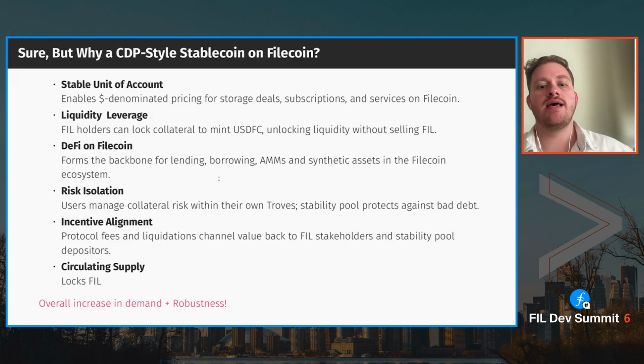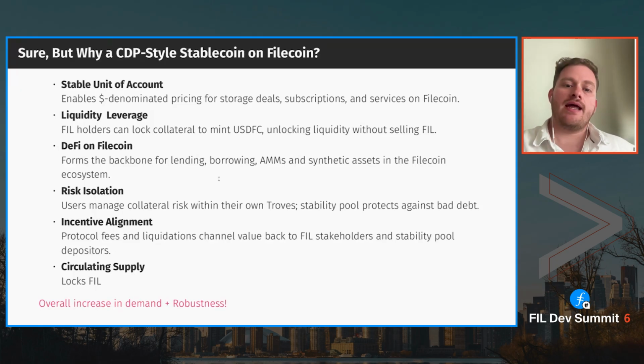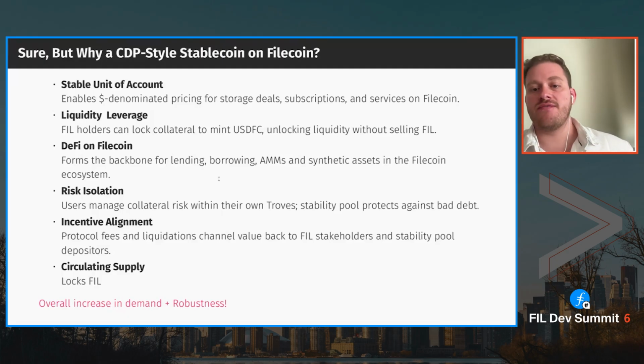Furthermore, as we will see, these mechanisms isolate risk in the sense that each individual vault, each individual trove has its own collateral, so it's kind of siloed. And it's also incentive aligned in the sense that Secure Finance recovers fees in FIL, hence, empowering the flywheel. And the last point is that you're locking FIL, which in turn reduces the token velocity, it reduces the circulating supply, potential sell pressures, which is always nice.